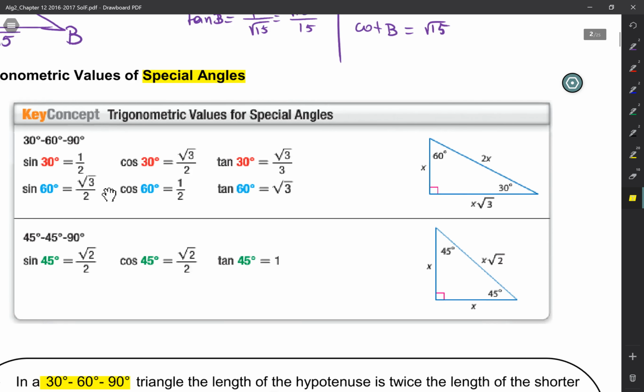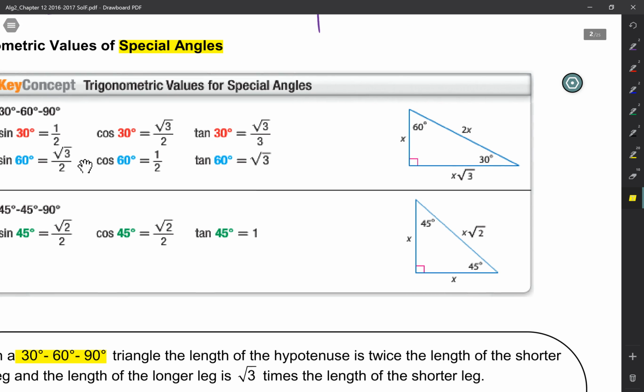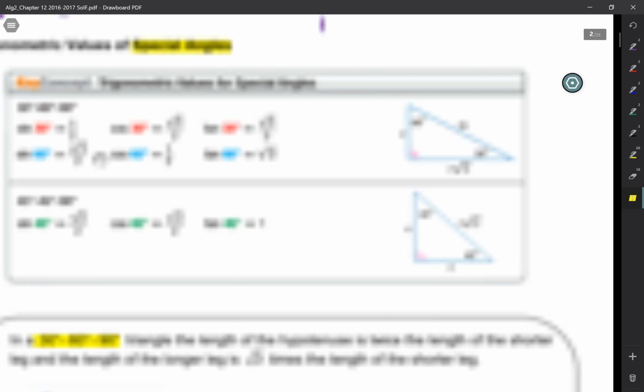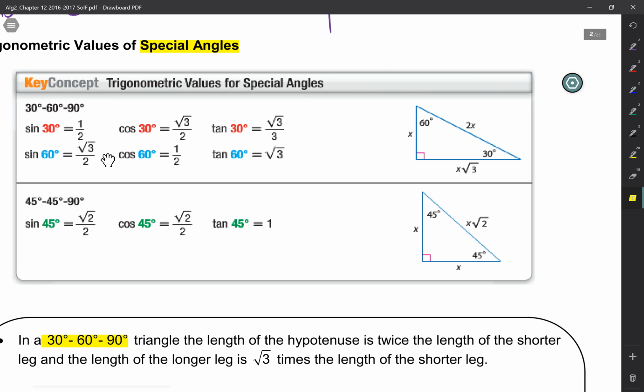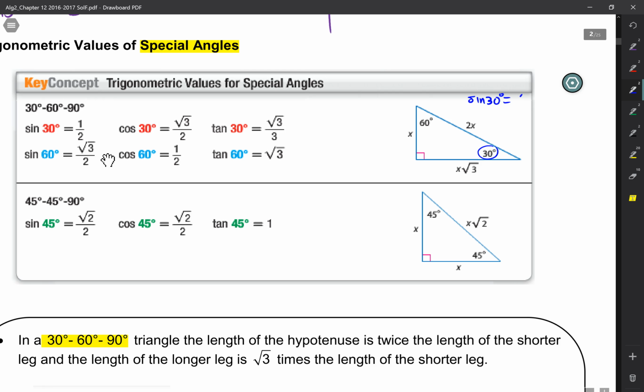So here I've got those same triangles, okay? Now, suppose I wanted to find the sine of 30 degrees. That would be opposite over hypotenuse, right? Sine of 30 degrees would be opposite x over hypotenuse 2x, which would reduce to what? 1/2.